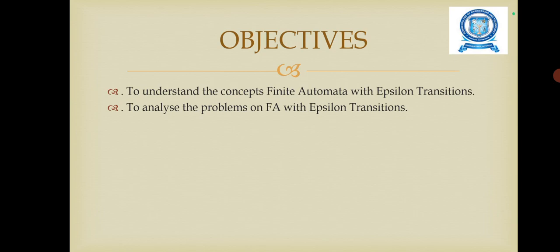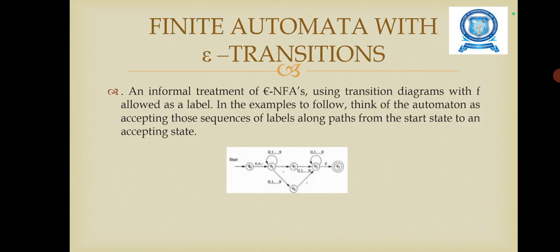Objectives: to understand the concepts of finite automata with epsilon transitions, and to analyze the problems of finite automata with epsilon transitions. Finite automata with epsilon transitions. An informal statement of epsilon non-deterministic finite automata uses transition diagrams with epsilon allowed as a label.